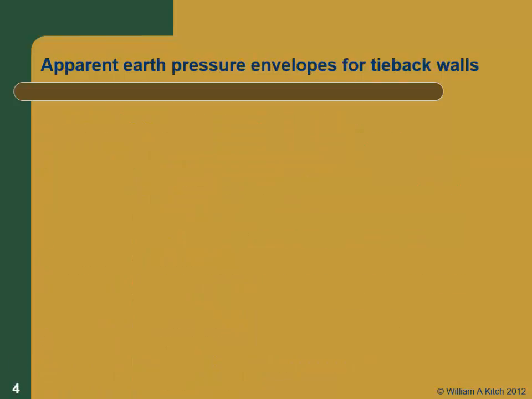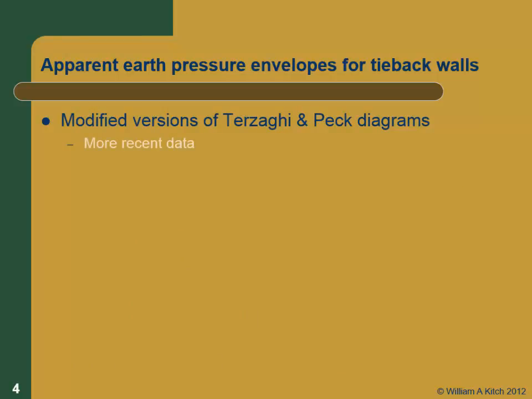So the apparent earth pressure diagrams we're going to use. These are essentially modified diagrams from the Terzaghi and Peck diagrams. They're based on more recent data. And there's a difference between the way tieback loading is applied and the passive strut loading. For the tiebacks are going to be installed.